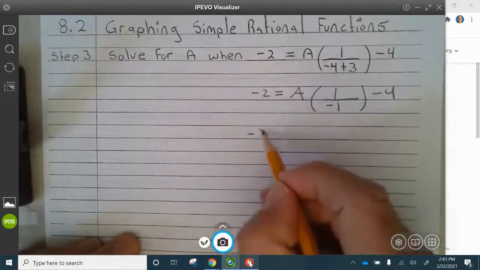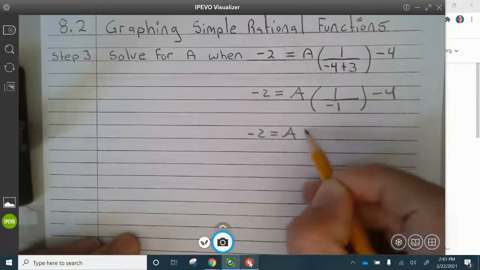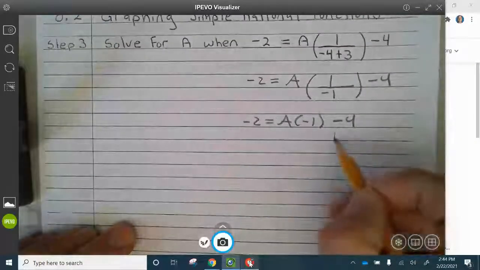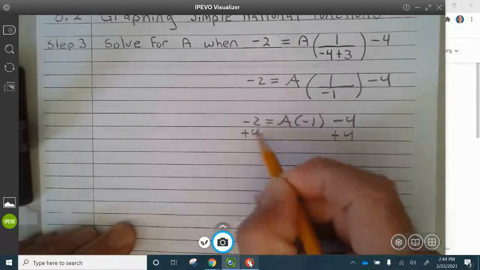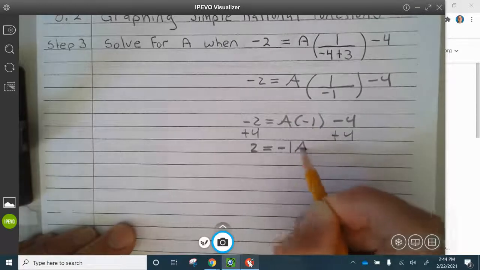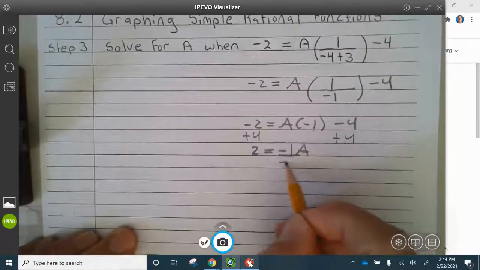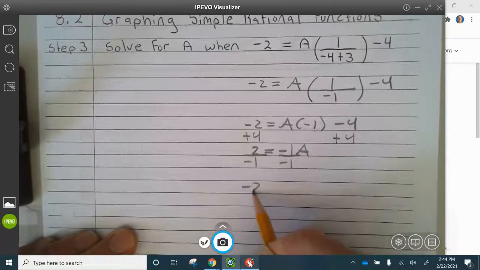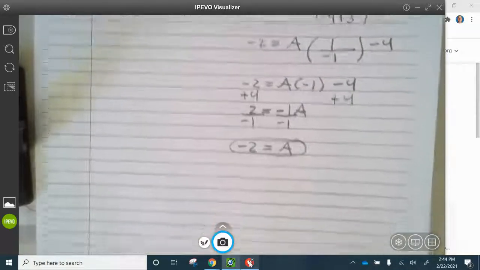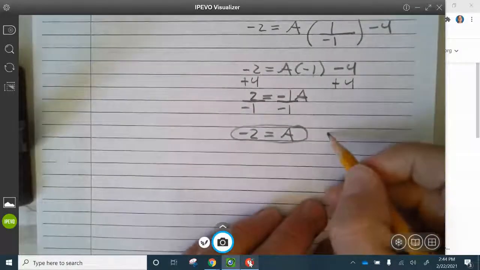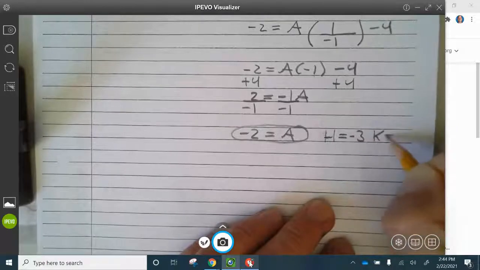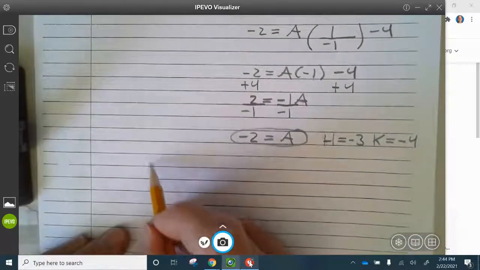We know that h is -3 and k is -4. We know the equation is y equals a parentheses 1 divided by x minus h plus k. So we plug those in. So y equals -2 parentheses 1 divided by x minus a -3 minus 4. But we know when you subtract a negative, that becomes positive. All right, go ahead and finish up question 14.